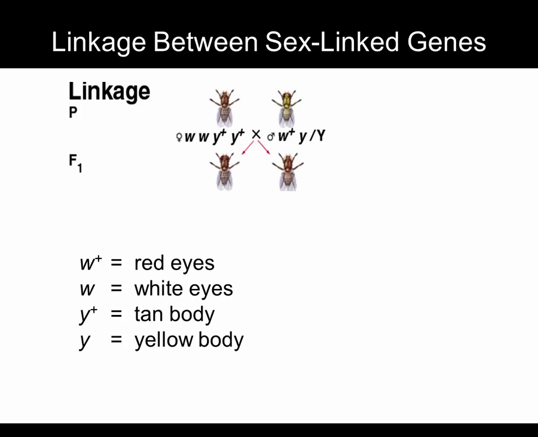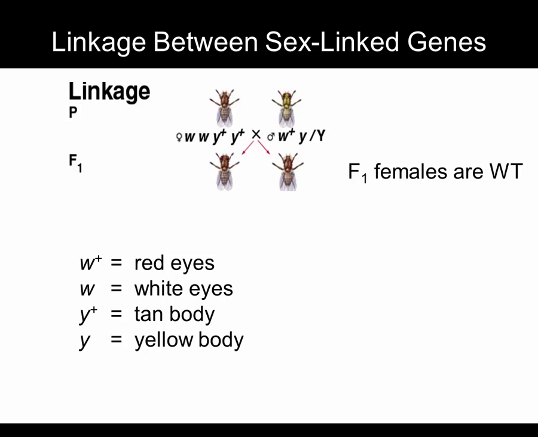Here's an example with fruit flies. We already talked about the gene for eye color being X-linked, and another X-linked trait is body color. Flies with a wild type Y+ allele have typical tan bodies, but those homozygous for the recessive Y allele are yellow. So let's cross a true breeding white-eyed tan female with a red-eyed yellow male. All the F1 females will have a wild-type phenotype, but we know that they are heterozygous for both genes.